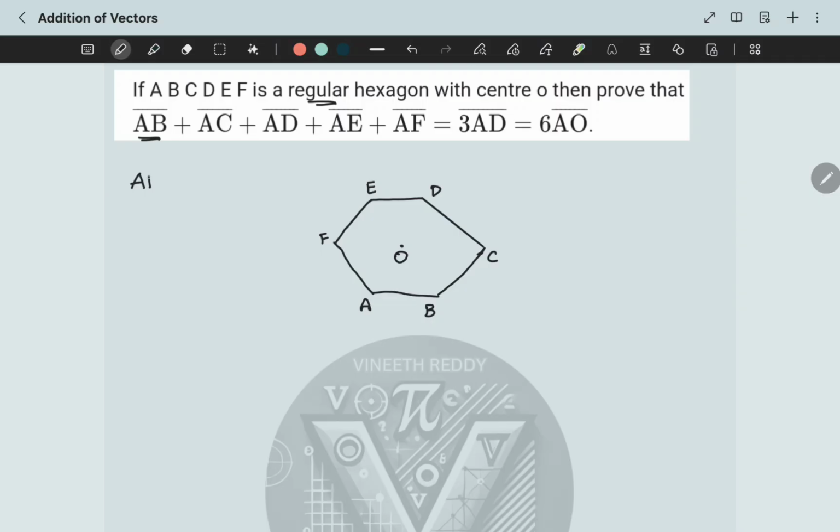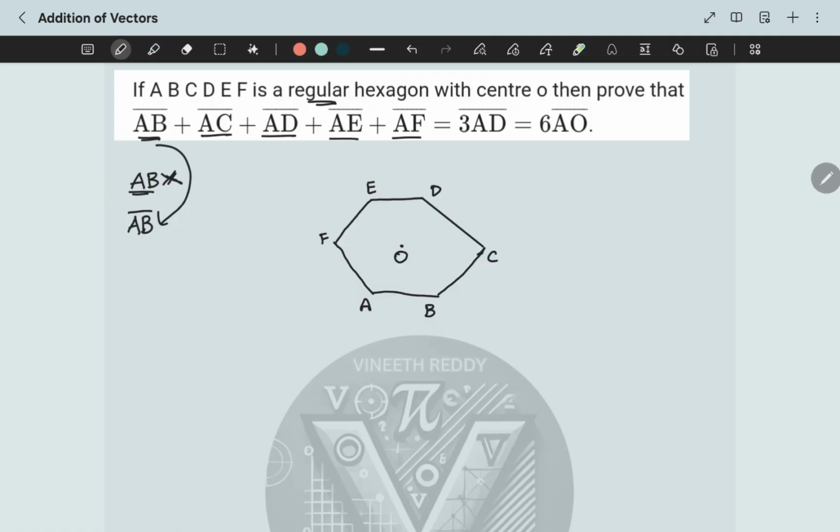So students, what most of you do is we write AB vector as AB only. If you write it in this way, you will not be awarded any marks. AB vector means there should be direction also mentioned. I hope you understood this. AB vector should be written in this way, and this way should be completely avoided. So we need to prove that AB vector plus AC vector plus AD vector plus AE vector plus AF vector is 3 times AD vector, which equals 6 times AO vector, right?